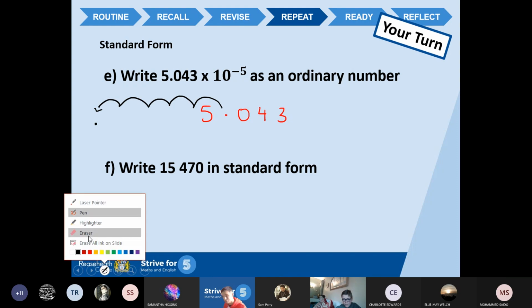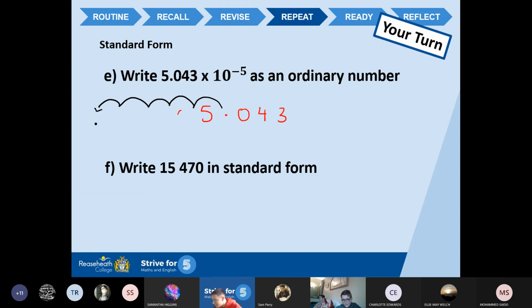Now, carefully, this is crucial. Under each gap, we put a zero. Like so. So, let's see. I need to give myself space. 0.00005043. So, Ellie, did you get that right? I think you did, if you got four zeros? Yeah. Sorry, guys, I didn't realize I showed my forehead so much then. There we go. Good. All right.